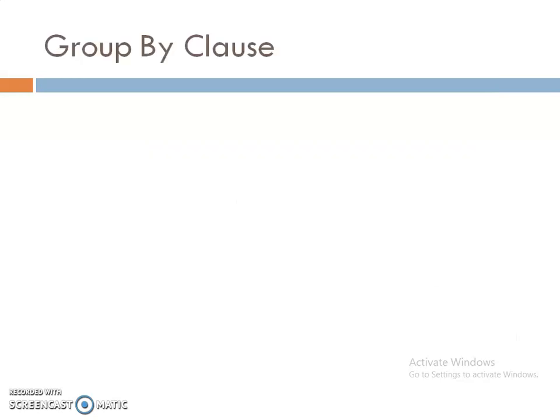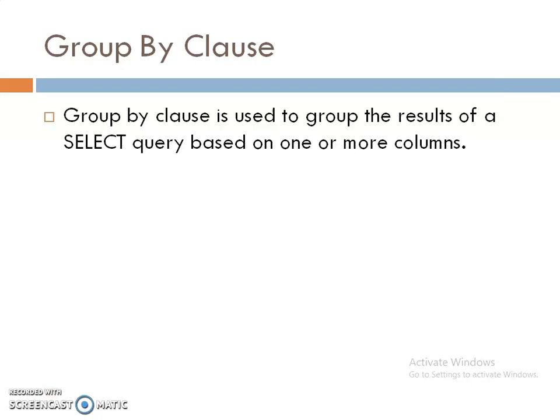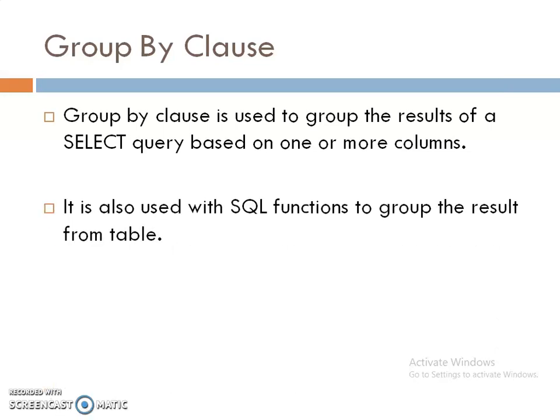Now group by clause. Group by and having, both clauses are used to group records of a table, and they are parallel to order by and where clause. But the main difference is that group by and having clauses act on a set of records, while order by and where clause act on an individual record. The group by clause is used to group the result of a select query based on one or more columns. It means it will work on a group of records. It is also used with the SQL function to group the result from the table.